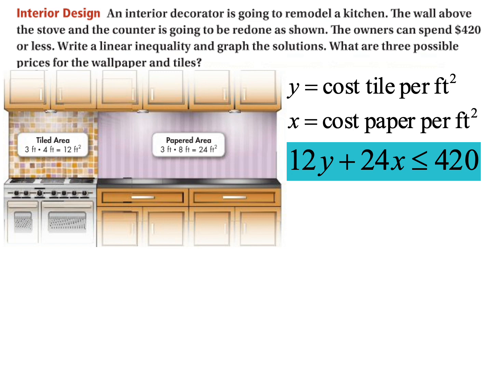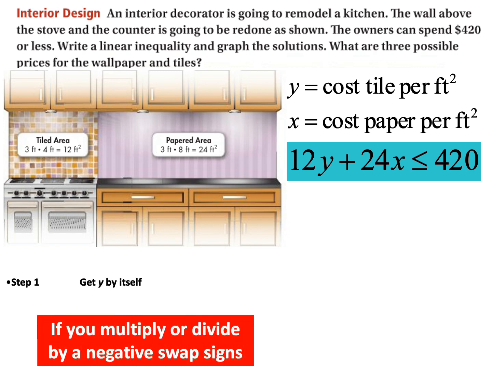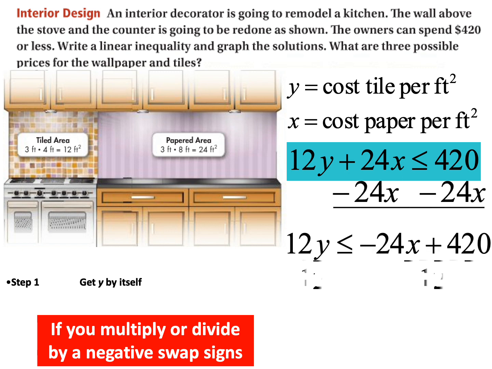Well, this is kind of hard to graph, right? Unless we solve for y. So notice, move the 24x to one side, so we're going to get the y by itself. So move the 24 to the other side, then divide everything by 12, right? Just remember, if you ever multiply or divide by a negative number, it does flip the inequality. In this particular case, we're going to be dividing by 12, so it doesn't flip the inequality. So there's my inequality, okay?